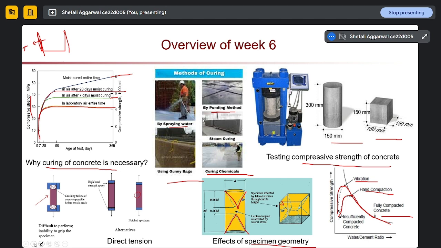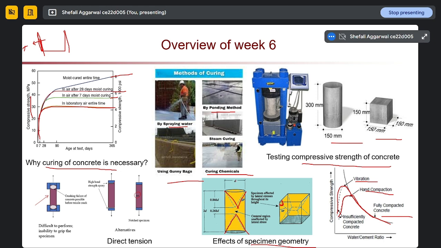Other than this, we can get the specific gravity of cement. And last is the compressive strength. We cannot get the compressive strength on our normal cement paste, so we always calculate the compressive strength on mortar. Mortar is a mix of cement, sand, and water. So these are the different types of tests which we perform on cement.